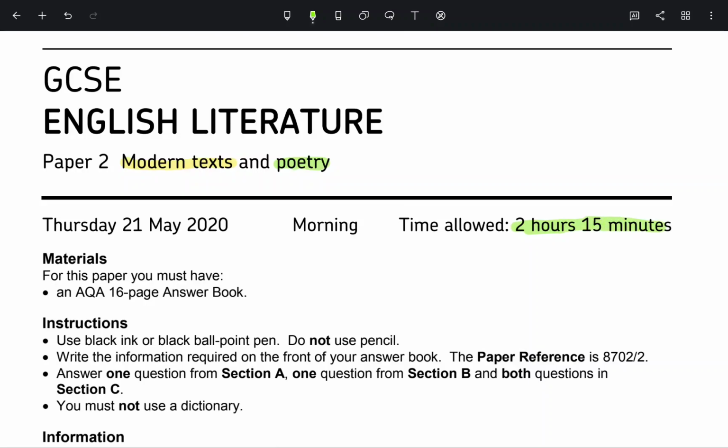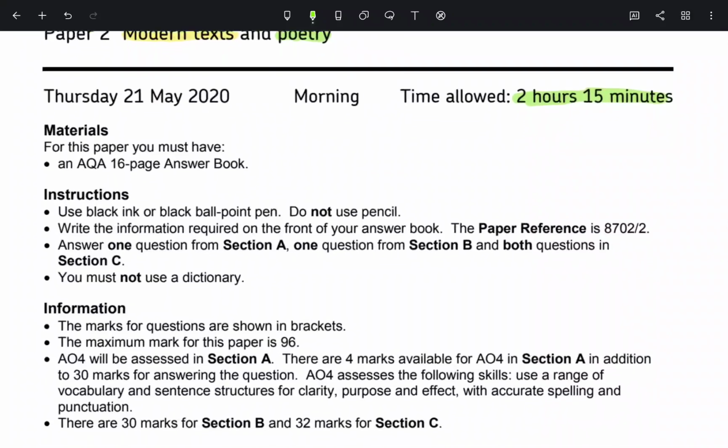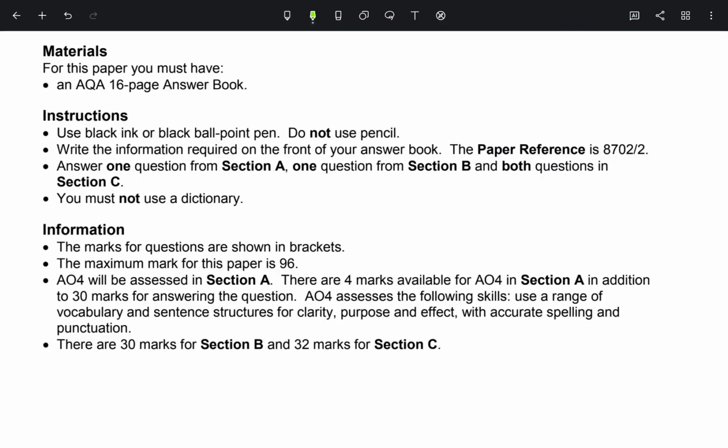And generally speaking, students do struggle with this paper 2, because there's more to cover and there's more preparation which is required. Now, just to go over the key information, it's important you are aware of the key information. So always read this prior to you going into the exam hall, so you are all aware.